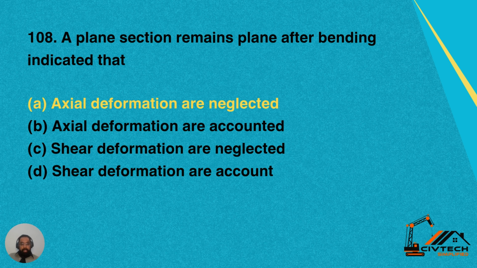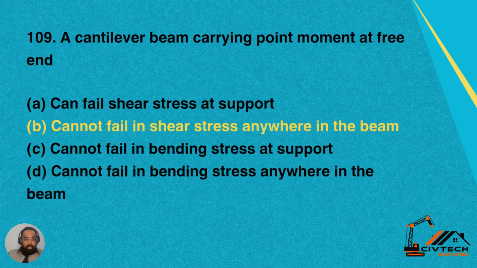Question 108. A plane section remains plane after bending indicated that: option A, axial deformations are neglected; option B, axial deformations are accounted; option C, shear deformations are neglected; option D, shear deformations are accounted. A plane section remains plane after bending. It indicates that axial deformations are neglected. A is the correct option for this question.